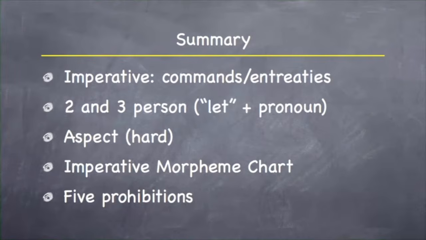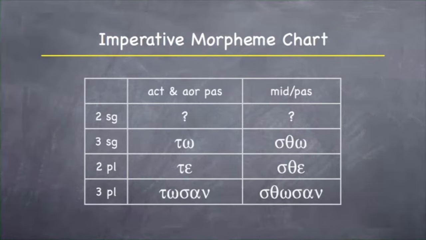We've learned that the imperative form of the verb is used to express a command or make an entreaty to God. We saw the Greek imperative can occur in the second and third person, and when it's third person, we generally say something like let plus the pronoun. In terms of aspect, it's very hard to bring the continuous nature of the present imperative over into English. You rarely can do it. And we learned our final chart, our imperative morpheme chart. In the active and the aorist passive, it's something, to, te, tosan. And in the middle passive, it's something, sthō, sthe, sthōsan.